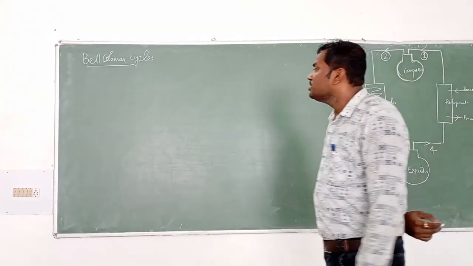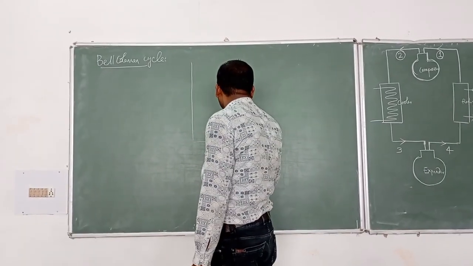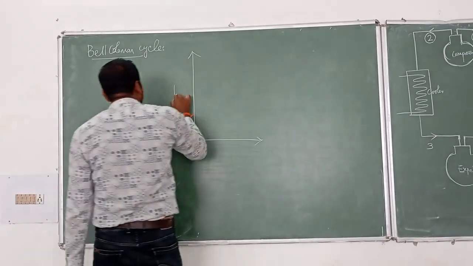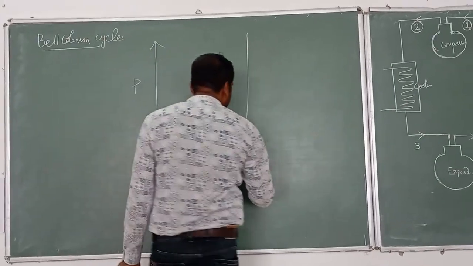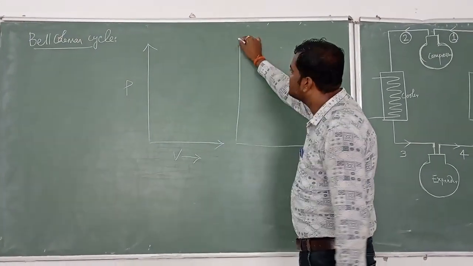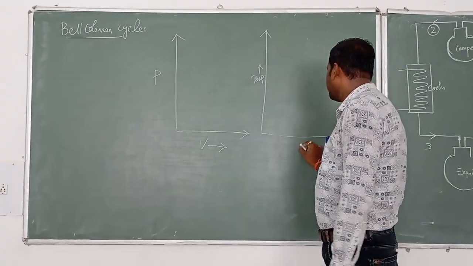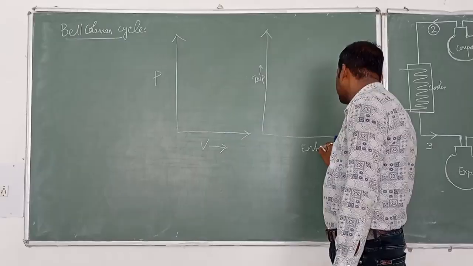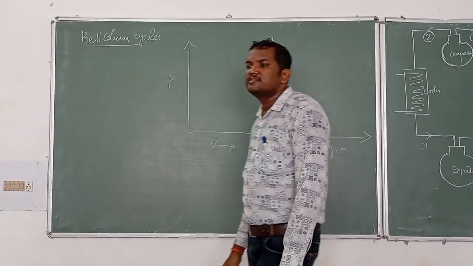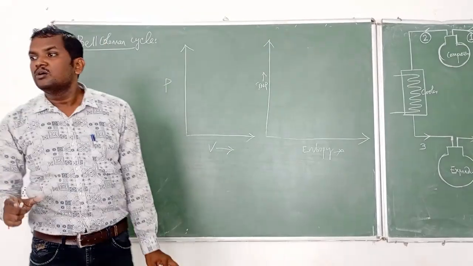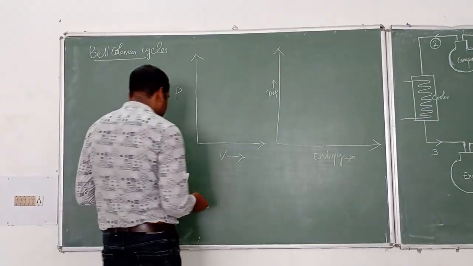Here also there is a PV diagram, the pressure versus volume diagram, and a temperature versus entropy diagram. These two diagrams are important: pressure versus volume, and temperature versus entropy. In this cycle, there are two isentropic processes and two isobaric, or constant pressure, processes.